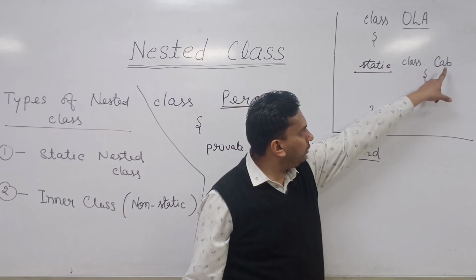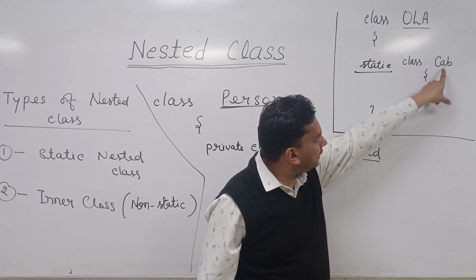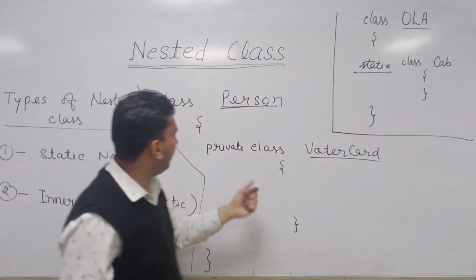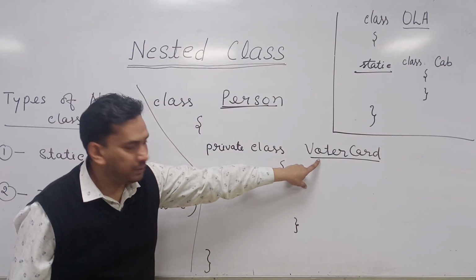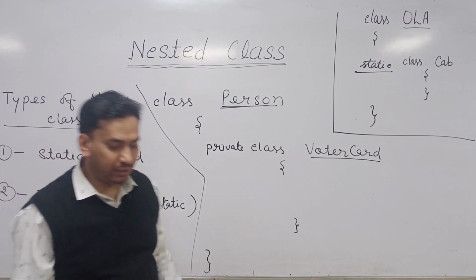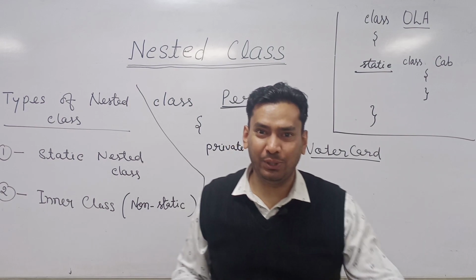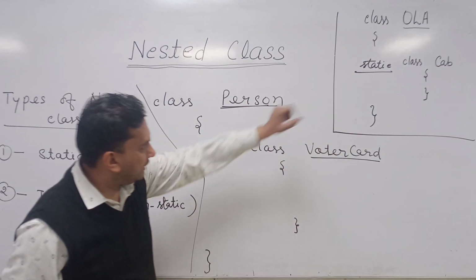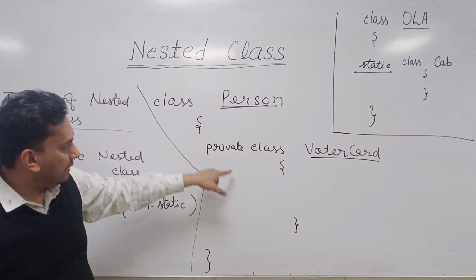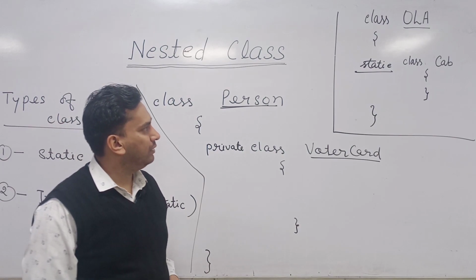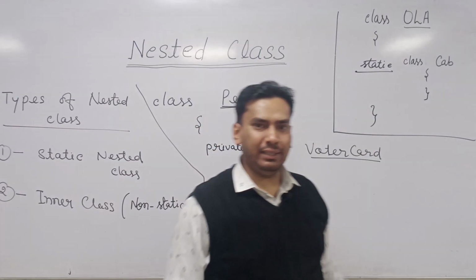So you can relate it here. Here you want to say that the cab object should be created without the object of Ola. That is okay. But here you are saying the voter card object should be created only when the object of person exists. You cannot say that the person is not available, but I want to create a voter card. So this is the example of a static nested class, and this is the example of a non-static nested class. Any doubts in this case?